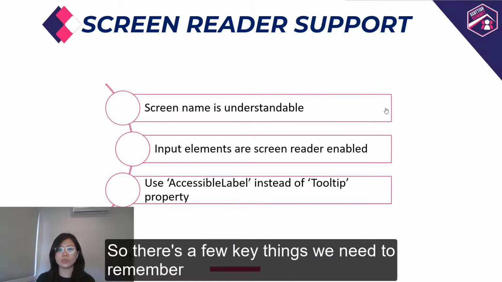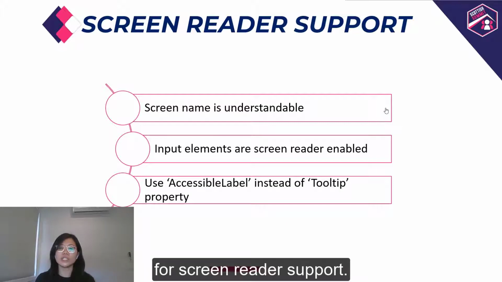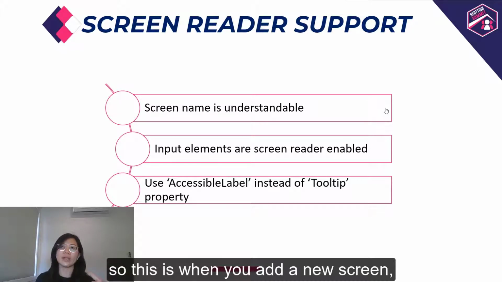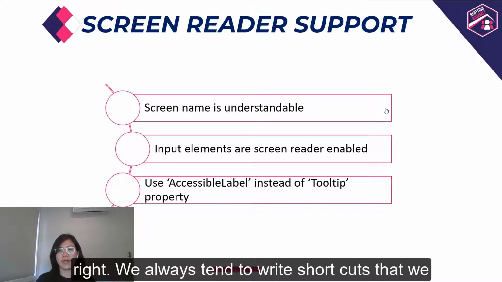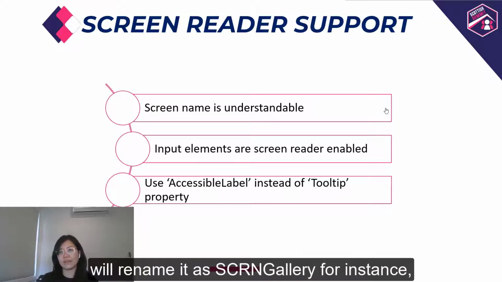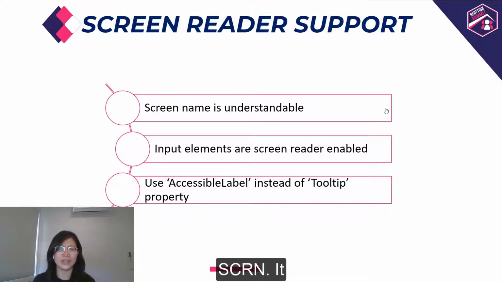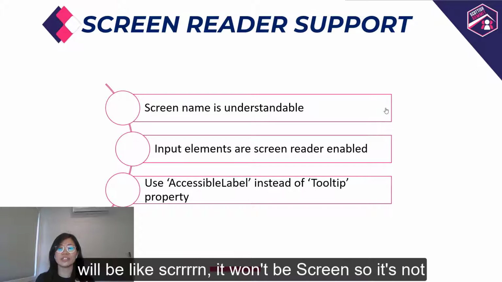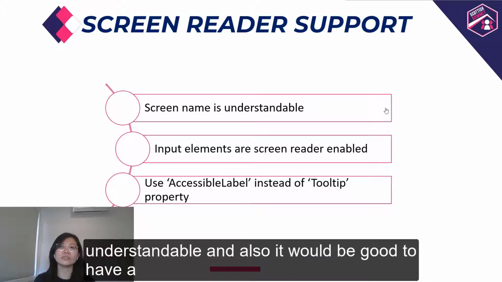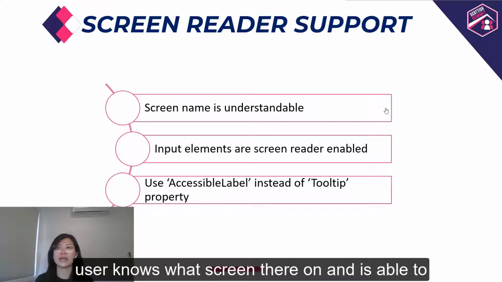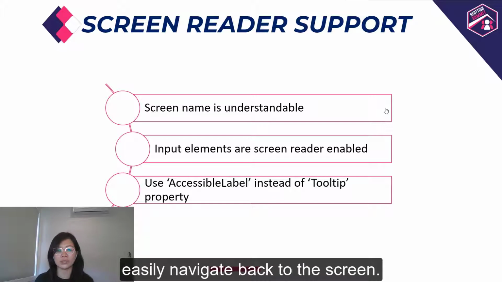So there's a few key things we need to remember for screen reader support. First thing is the screen name needs to be understandable. When you add a new screen, it defaults to Screen 1, right? We always tend to write shortcuts when we rename it, such as SCRN gallery, for instance, or SCRN list. So the screen reader can't actually read SCRN. It won't be read as screen, so it's not understandable. And also, it'll be good to have a screen name that has a meaning to it, so the user knows what screen they're on and is able to easily navigate back to the screen.